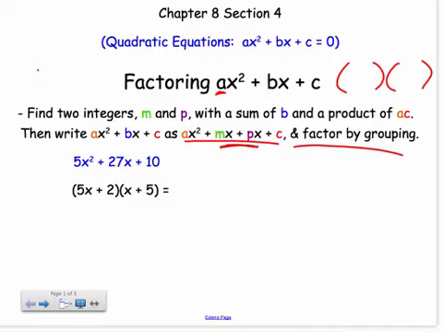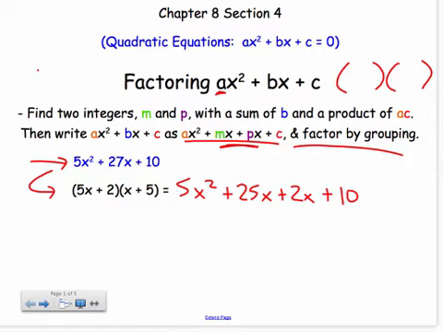I'm going to take this quadratic, 5x squared plus 27x plus 10. When it gets in factored form, it looks like this. I want to look at the factored form, and I'm going to go back to an expanded form, and hopefully we can see where this is coming from. So I take 5x times x for 5x squared, 5x times 5 for positive 25x, 2 times x for a positive 2x, and 2 times 5 for a positive 10.